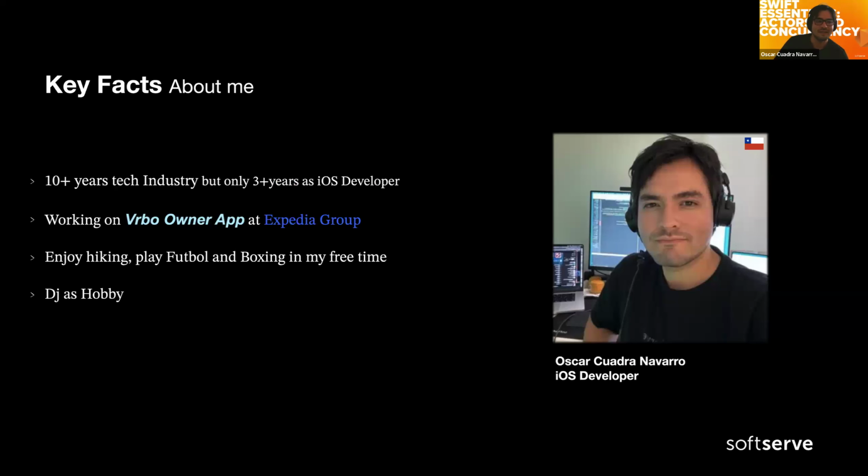First of all, I will introduce myself, key facts about me. I'm a software developer working more than 10 years and only 3 years focused on iOS development. I want to master this craft because I like iOS development a lot. I'm working on the Vrbo Owner app at Expedia Group. So I'm very proud of this project because it's a top tier app in the world against big competitors like Airbnb. And in my free time, I enjoy playing football, boxing, and also playing music as a DJ.